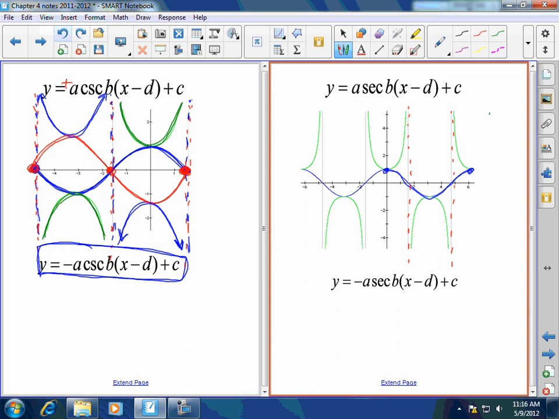Now, you can see you only have half of this graph. That's okay. All you have to do is make a parabola at every peak and trough. So, for secant, I'm going to need 3 parabolas. 2 for the cosecant, 3 for the secant.